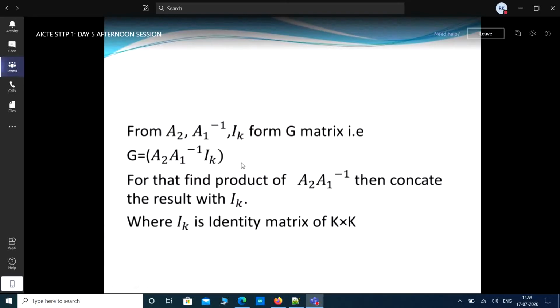What is the size? We know the length of the LDPC code. The length is equal to 10 bits. A2 and A1 inverse is multiplied, we got one length, and the remaining how many bits are required? Suppose K is the number of bits only. K is equal to 4, so a 4 by 4 identity matrix. Just A2 A1 inverse, then the 4 by 4 identity matrix.